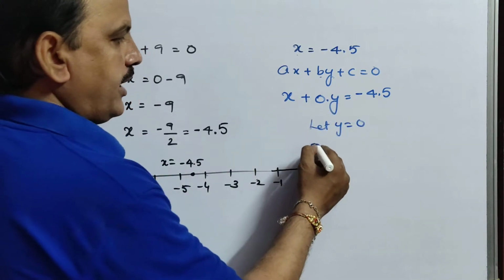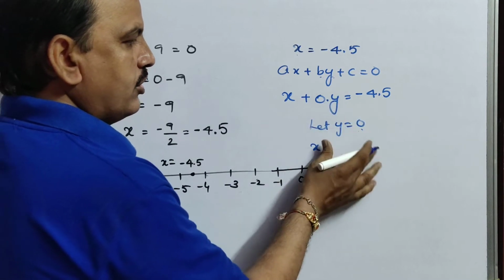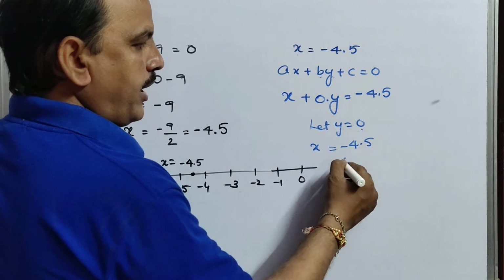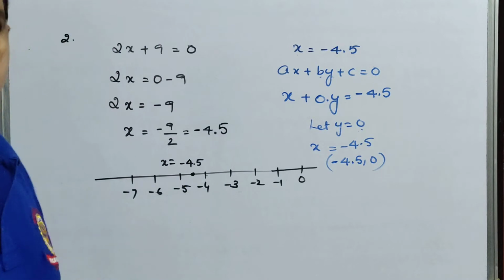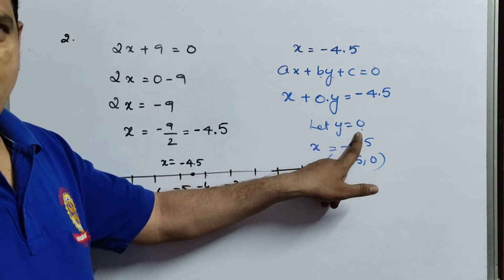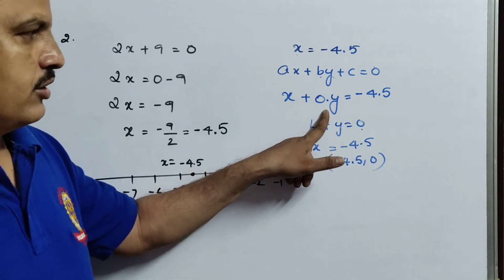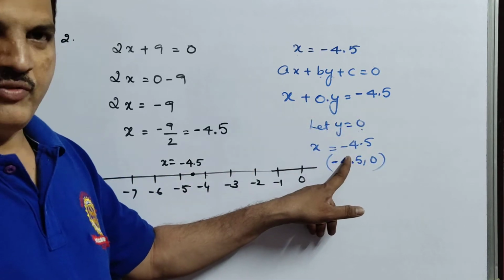You take it. Then x plus 0 into y. That is, y is 0, and 0 into 0 is 0. So x equals to minus 4.5. That means minus 4.5 comma 0. Here we have taken y equal to 0. You substitute y equal to 0 here. So 0 into anything is 0. Then you will again get x equal to minus 4.5.